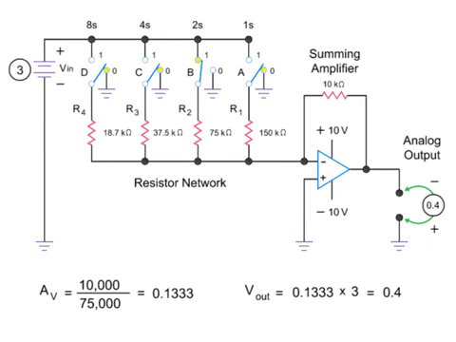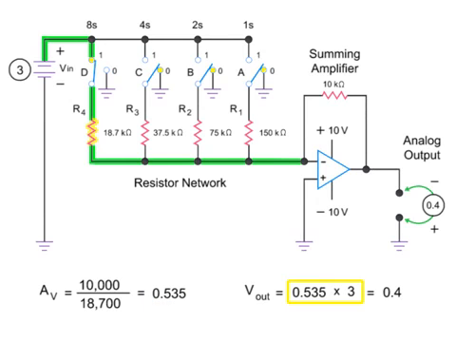Let's switch in another resistor value and look at what the voltage output would be. A binary input of 1, 0, 0, 0 closes switch D, resulting in an input of 18.7 kiloohms. The gain then would be 0.535, giving a final output of 1.6 volts.